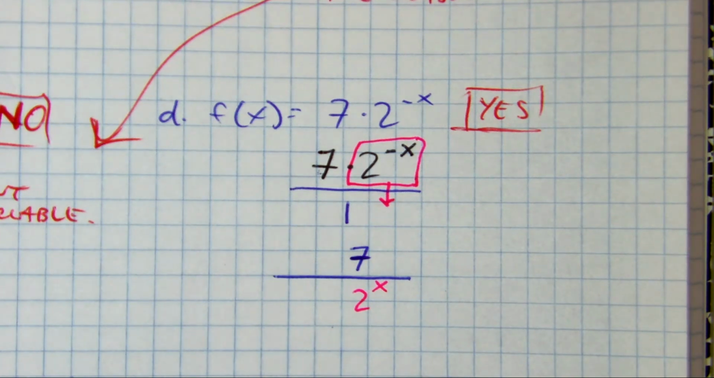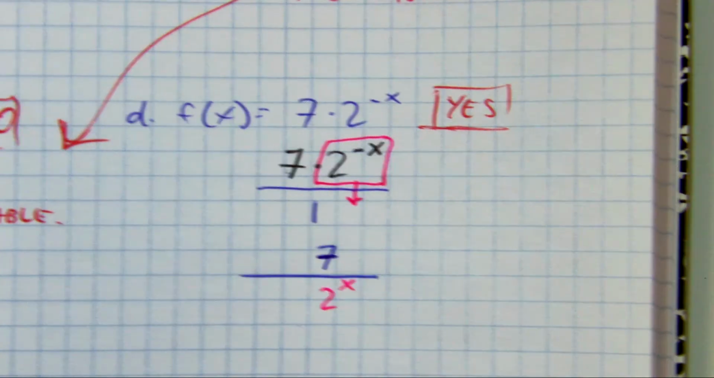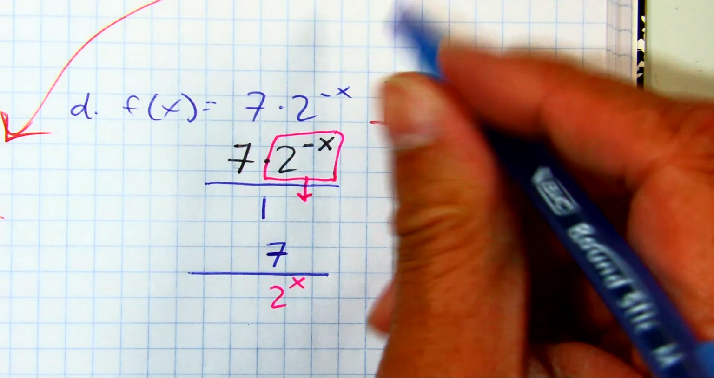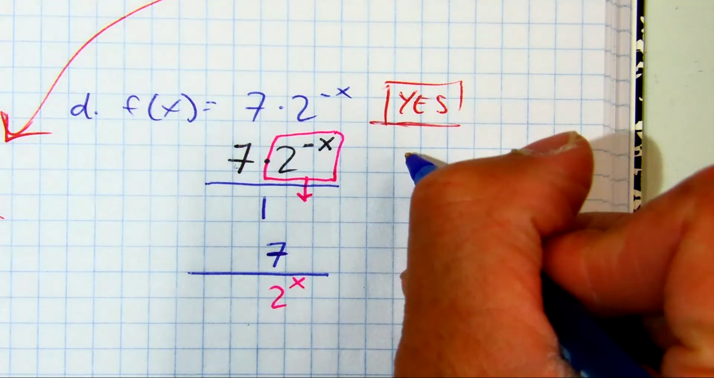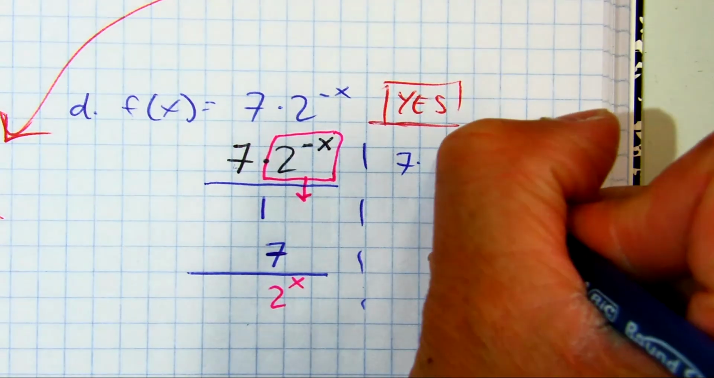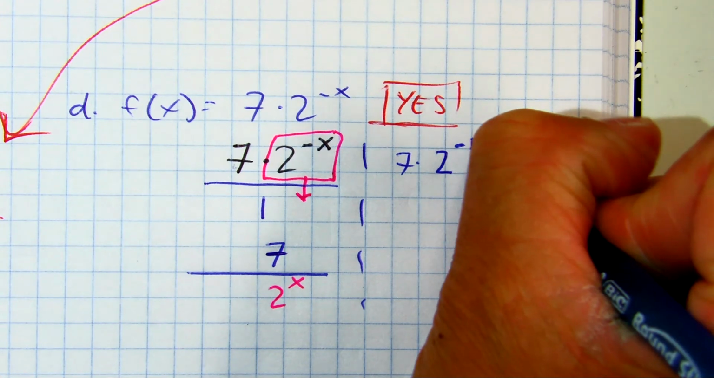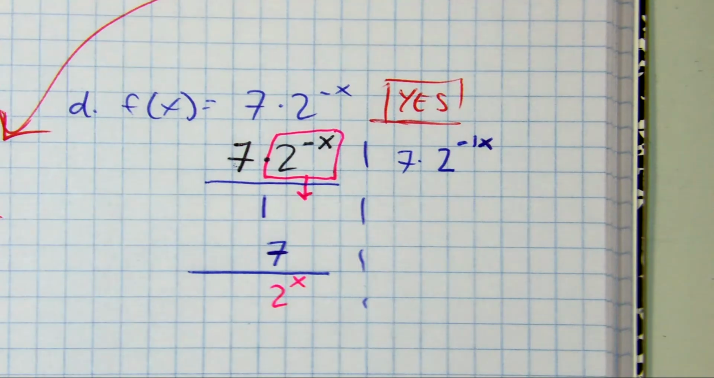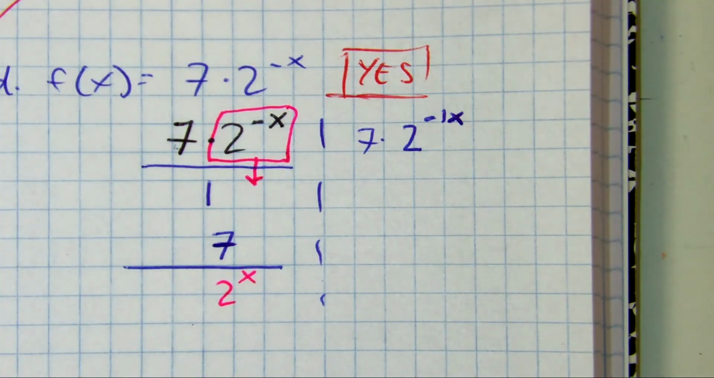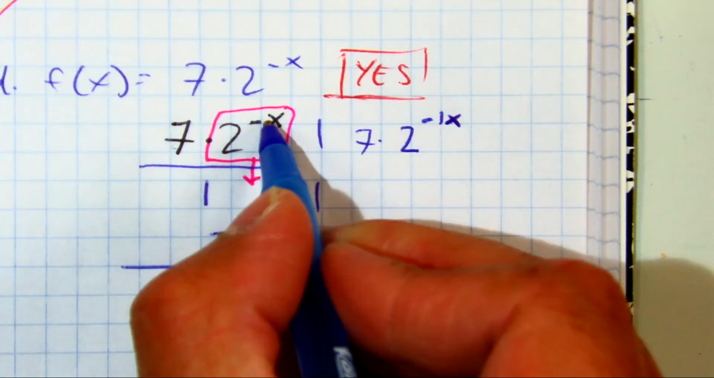Okay. Let's say another way. Let's say you're like, I don't want a fraction. Or you want a different variation of the problem. So you can do 7 times 2 to the negative 1x power. Yeah, 2 to the negative 1x, right? I could just put a negative 1 right there.